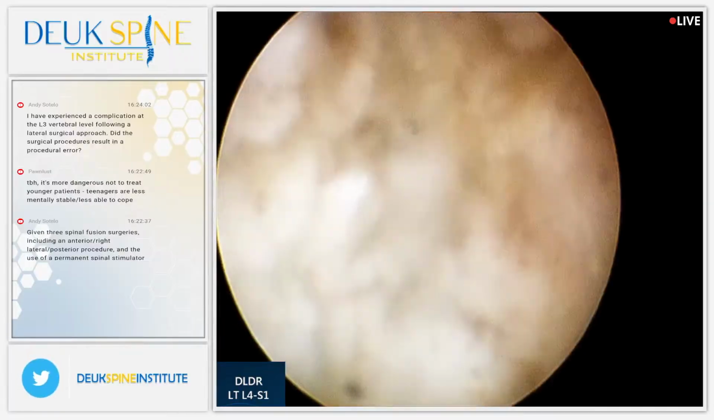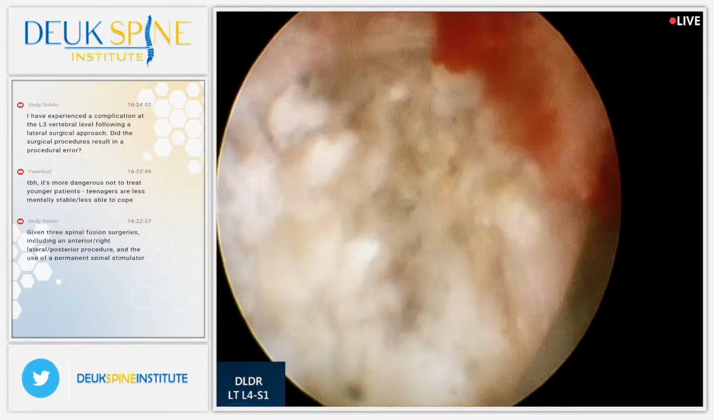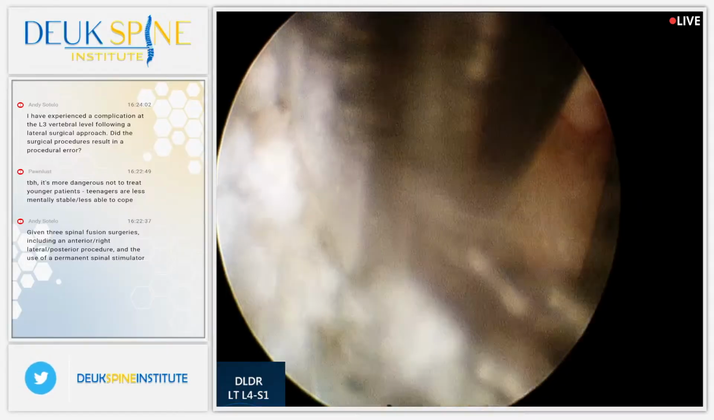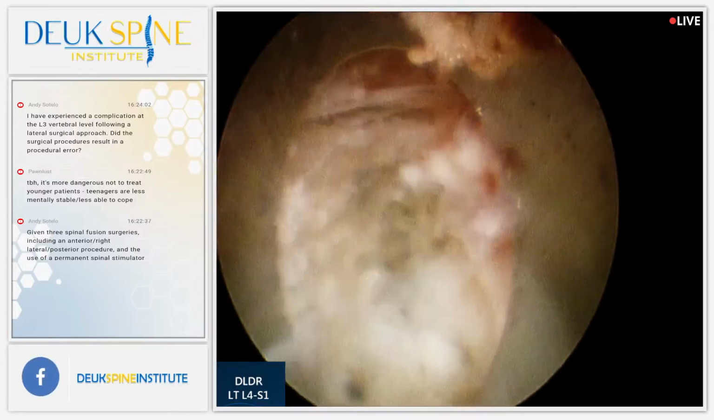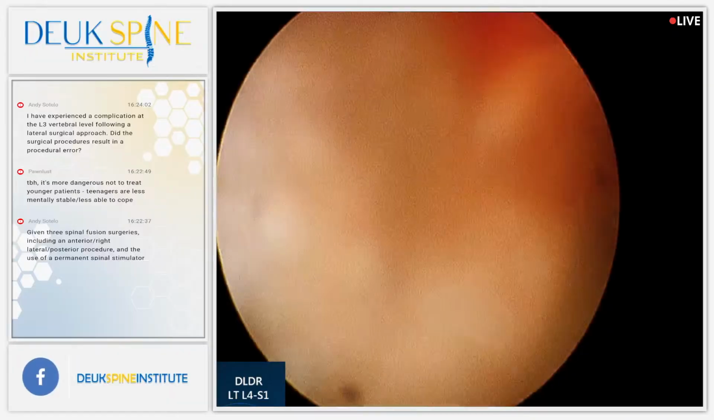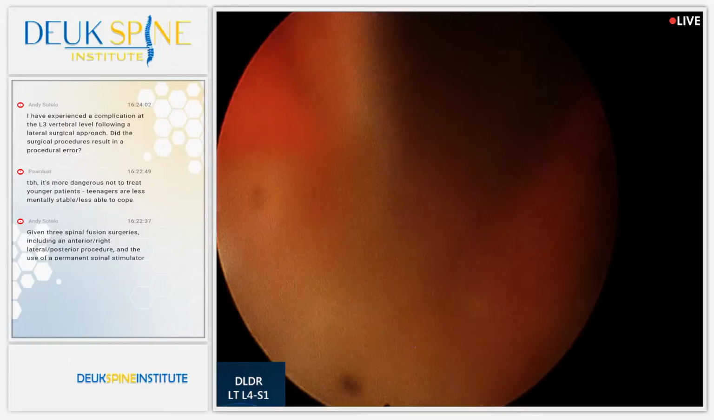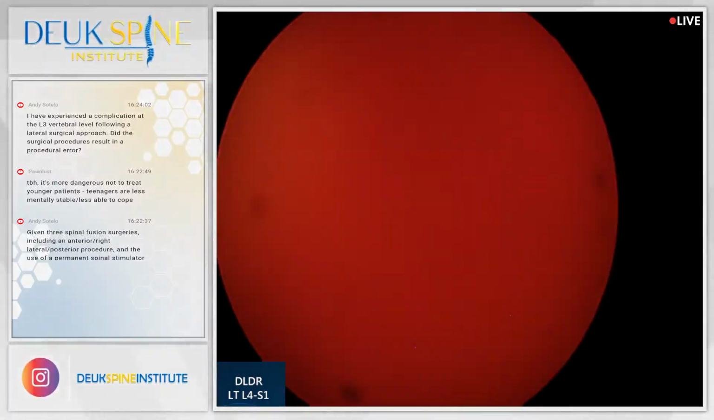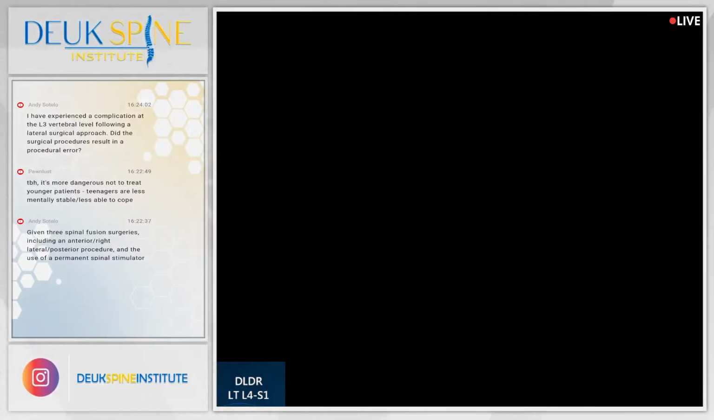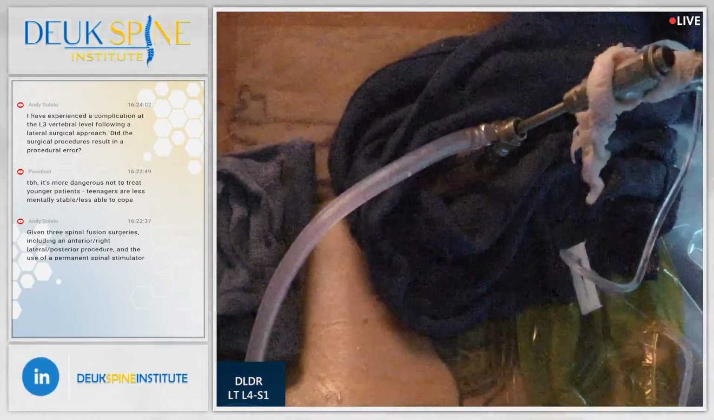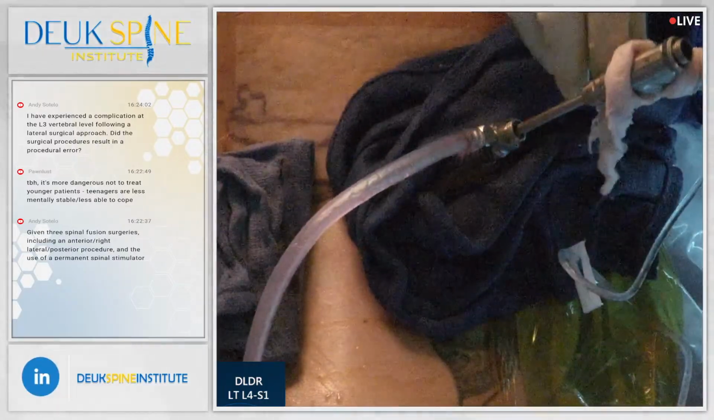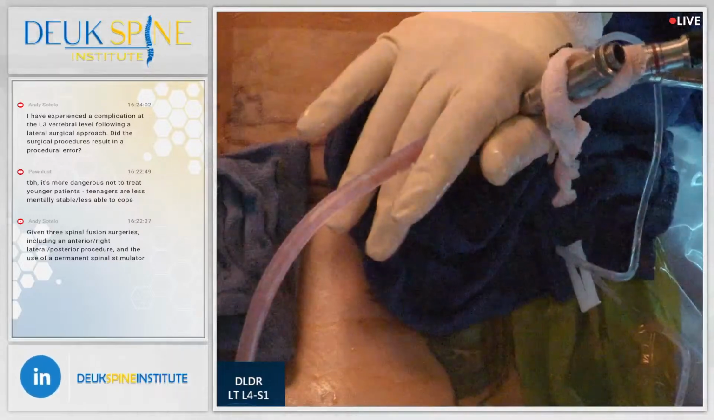Asking, given 3 spinal fusion surgeries, including an anterior/right lateral/posterior procedure, and the use of permanent spinal stimulator and epidural injections, what is the prognosis? I'm so sorry to hear this. If you have back pain, I will fix it. 100%. You just have to be willing to get it done.